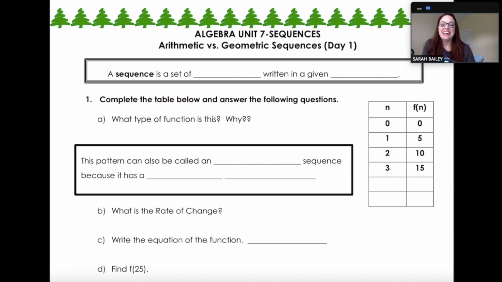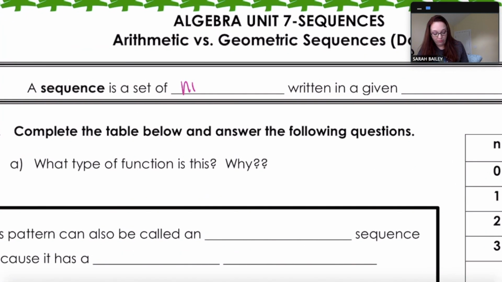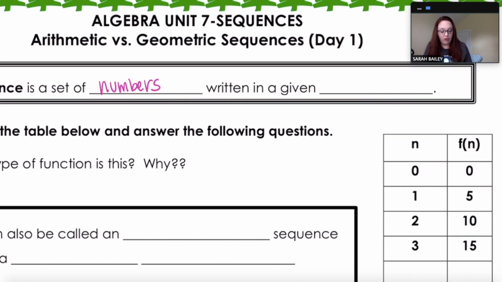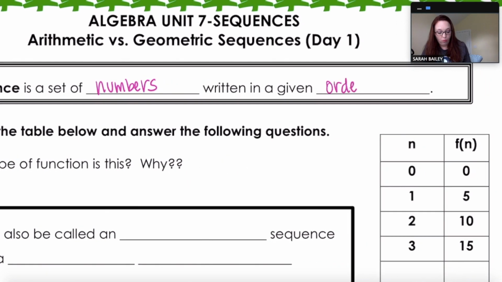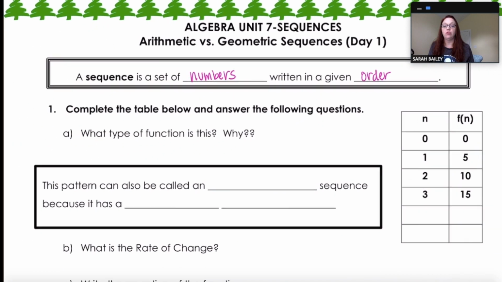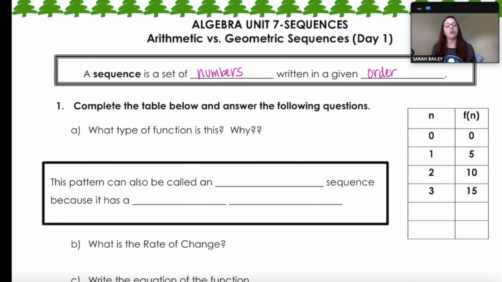Hey, in today's lesson, we're going to talk about two different types of sequences, arithmetic and geometric. So first, we need to know what is a sequence. A sequence is a set of numbers written in a given order or sequence. So just a set of numbers written in a particular order. That's a sequence. So let's look at this first problem.